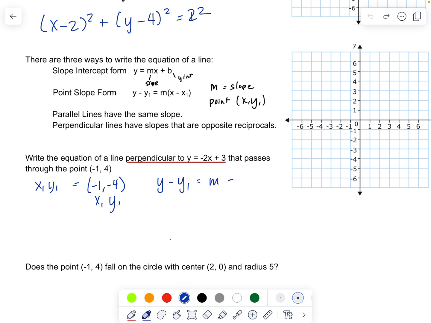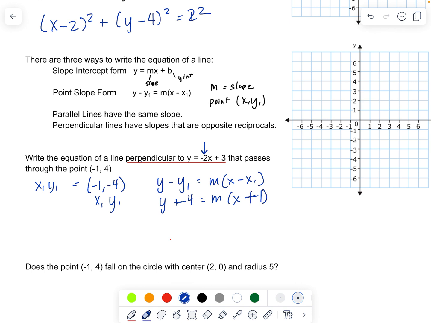So I'm just copying down that formula again. I can actually plug in 4 for y1, and I can plug in -1 for x1. Now, when I subtract a negative, it becomes a positive. And now there's just one thing I'm missing from my equation. I need the m value.